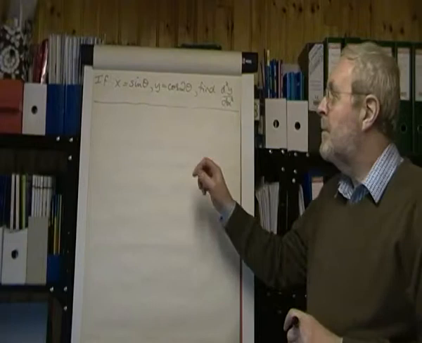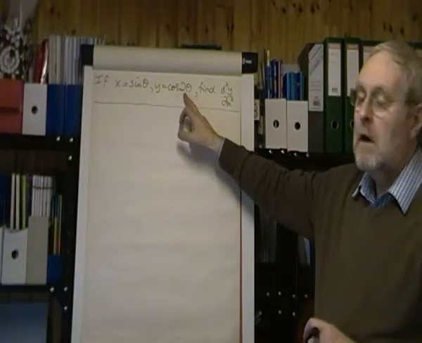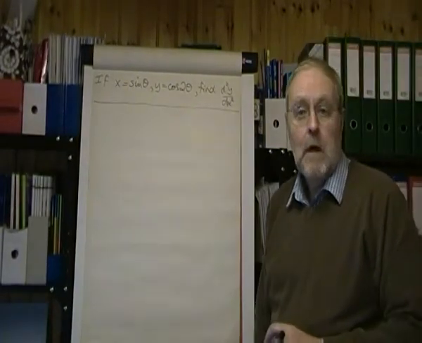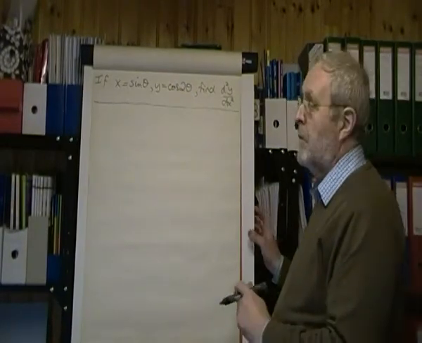So here's the problem. We have x = sin θ, y = cos 2θ, and we have to find the second derivative of the function. Now, to find the second derivative, we have to first of all evaluate the first derivative.